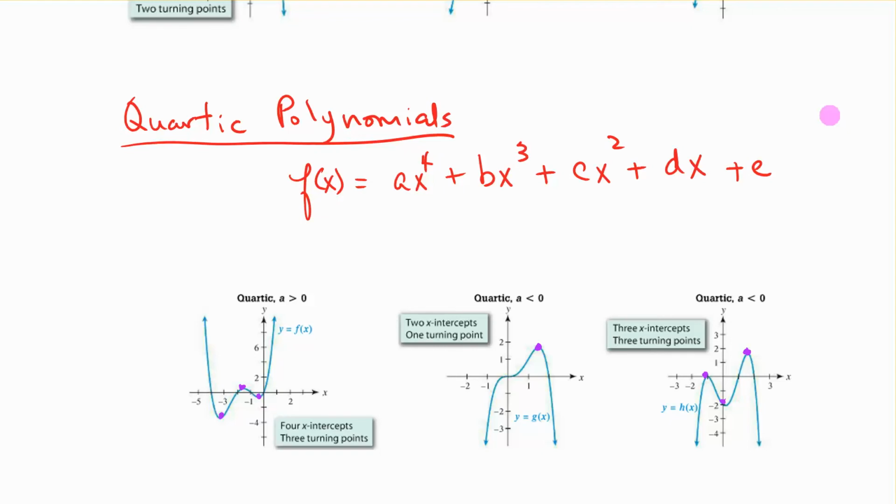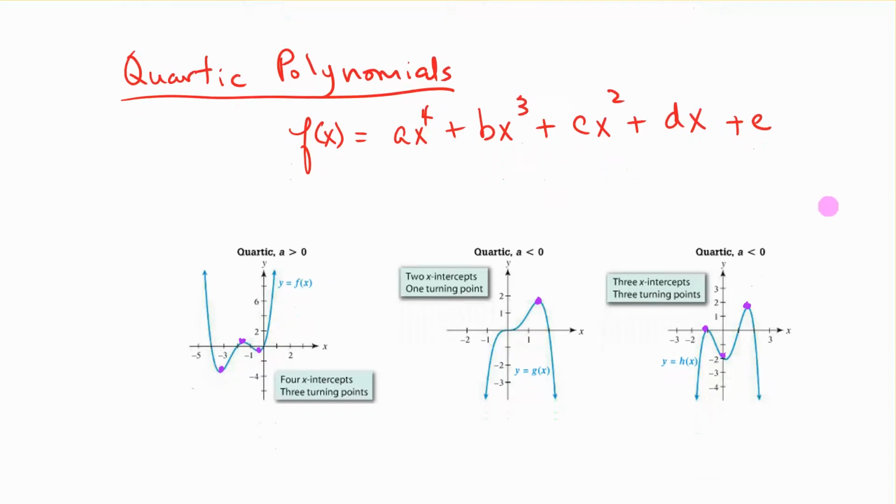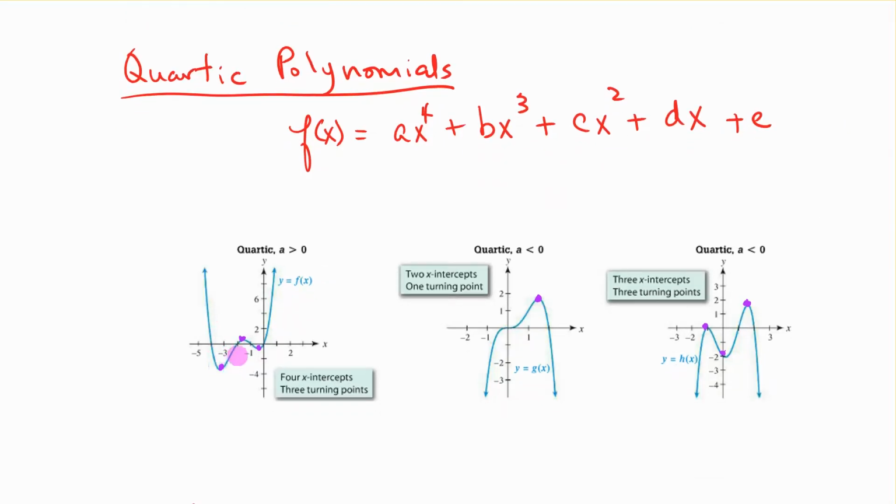Quartic, that's a 4th degree. Same idea. How many turning points do we have? 1, 2, 3. We could have 4 x-intercepts, or 2 x-intercepts, there's one here and here. Or 3 x-intercepts, 1, 2, 3. And 3 turning points. So lots of options there.